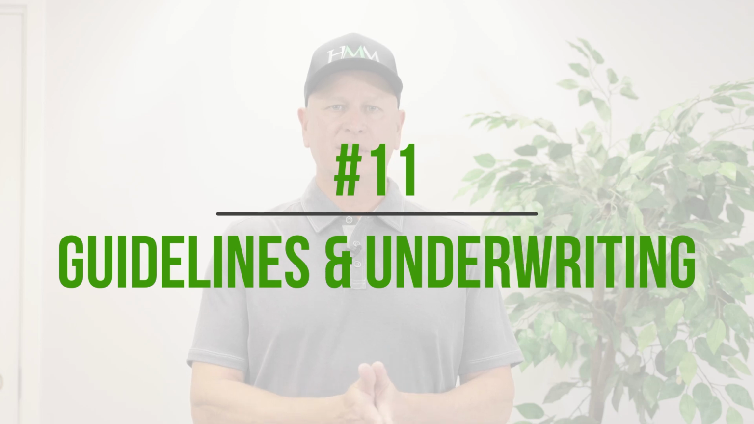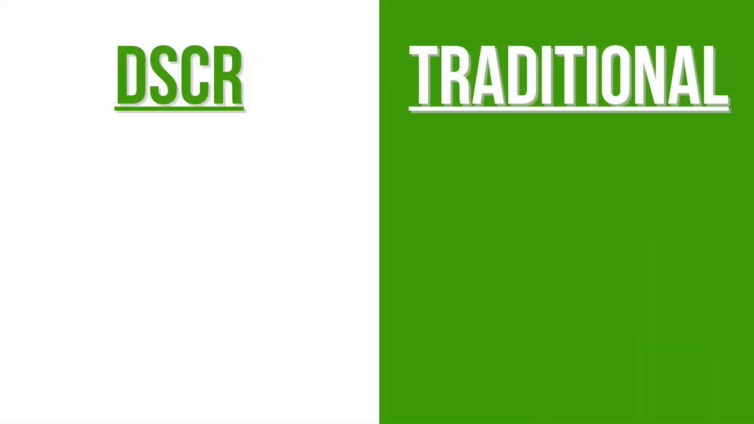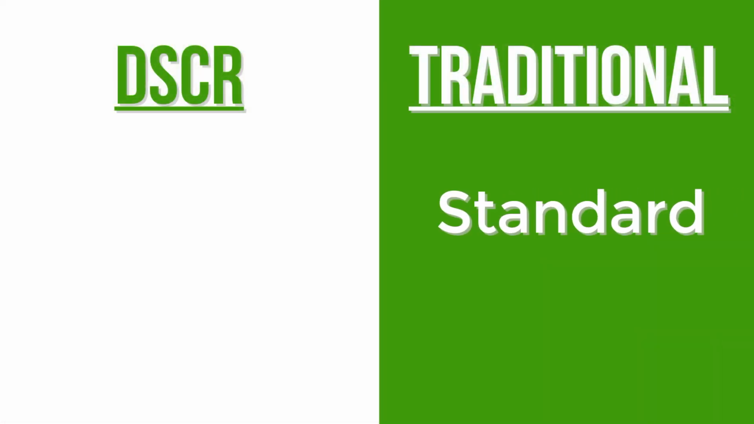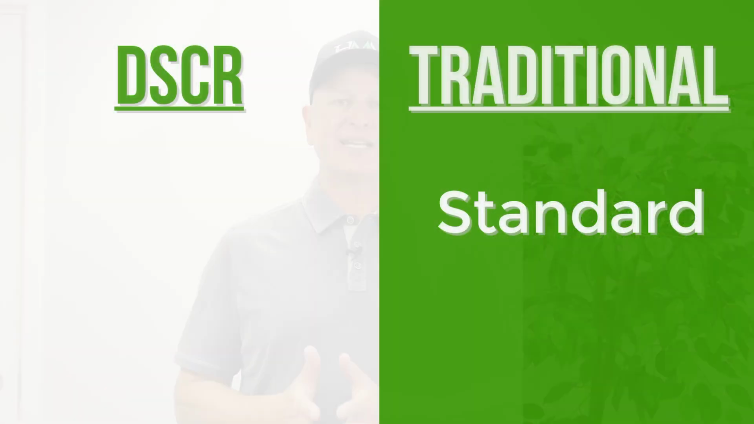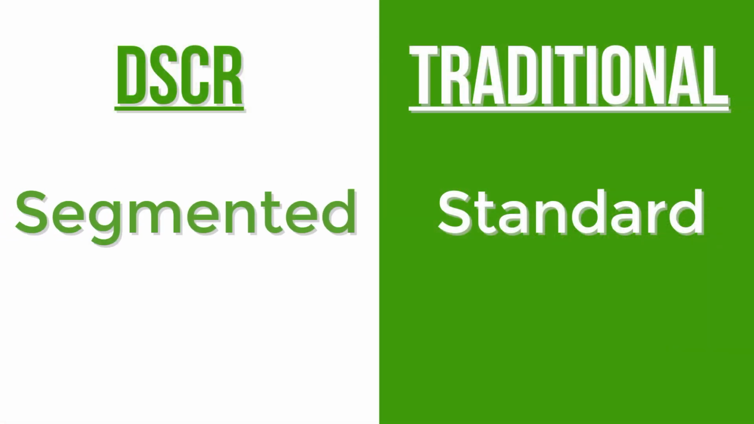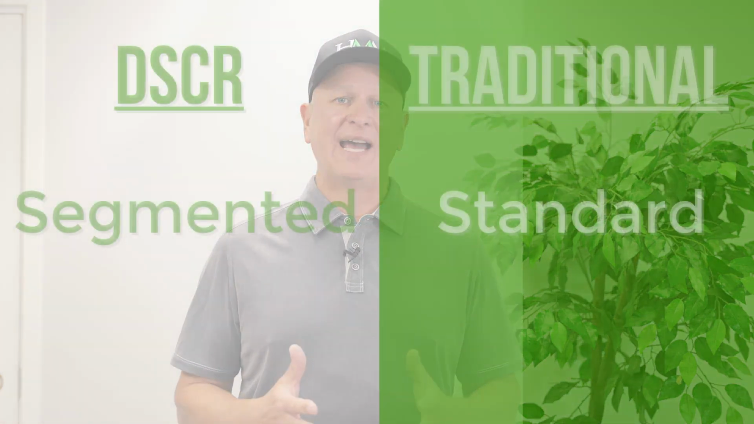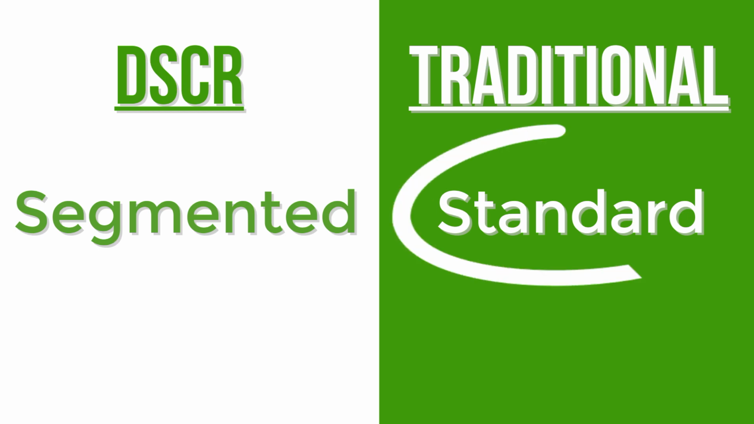So guidelines and underwriting. The nice thing about traditional loans is they're all electronically underwritten, and they're all guidelines between Fannie and Freddie. They're all standard. It doesn't matter if you go to a bank, a mortgage company, or whatever. They're standard. DSCR is very segmented. There's literally hundreds of different companies who offer DSCR, and they all have their own underwriting, their own guidelines, what they're going to require and what kind of rates they're going to charge. So when you're looking at just standardization, advantage traditional loans.